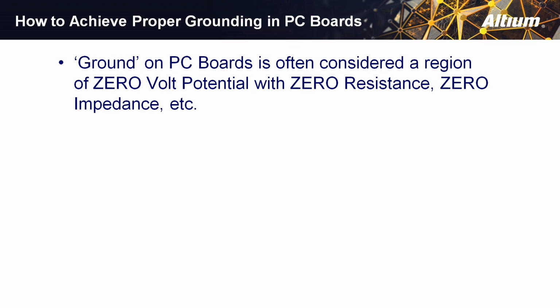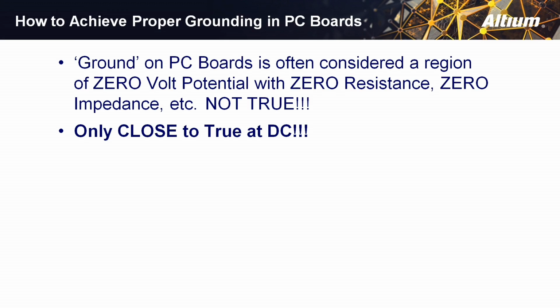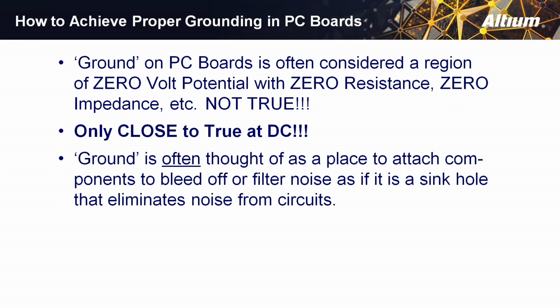Ground on PC boards is often considered a region of 0 volts with 0 impedance and 0 resistance. And I hope everyone watching this knows that that is simply untrue. It's only close to true at DC, where we basically have no frequency. Only at that frequency does ground appear as a really low impedance. At any frequency above that, it is not.